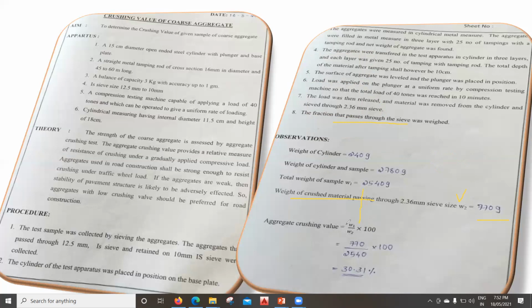Yeah, there's a small mistake here. This is not how it has to be done. It is W2 by W1. Okay, note these changes. It has to be W2 by W1, right?